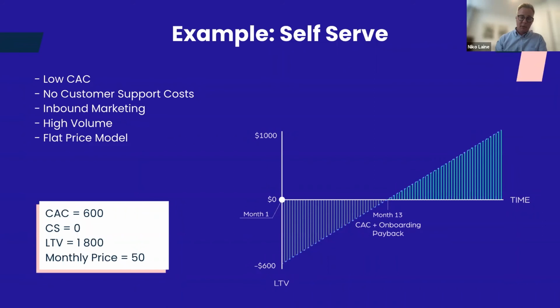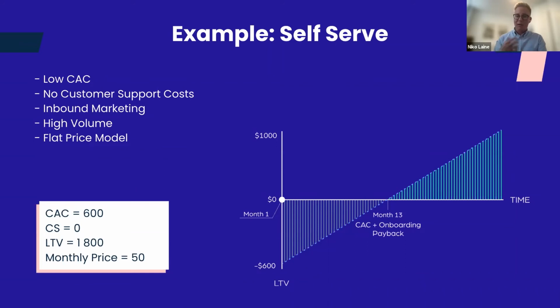In this example, we've used the CAC of $600, no customer support fees. It's a 3-year relationship, LTV is $1,800, and the customer pays $50 monthly. On the right-hand side, if you look at the cumulative cash flows and the profitability of one single customer, in the beginning, on month 1, you're out of pocket by $600. So you have to figure out how to finance that somehow.